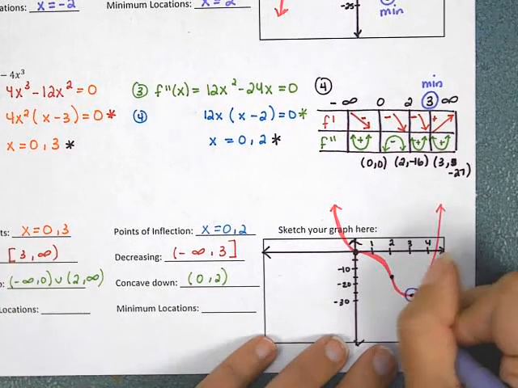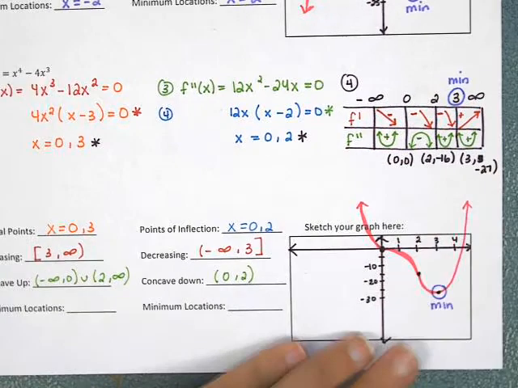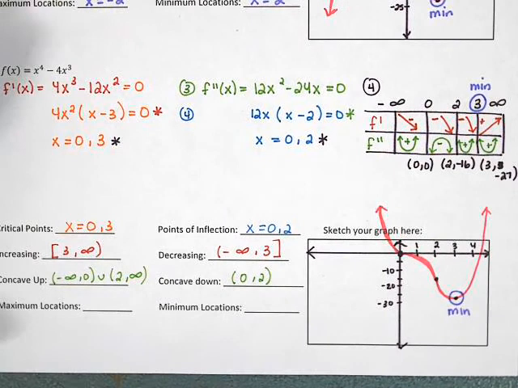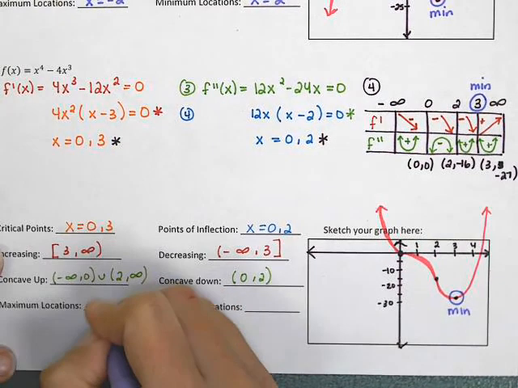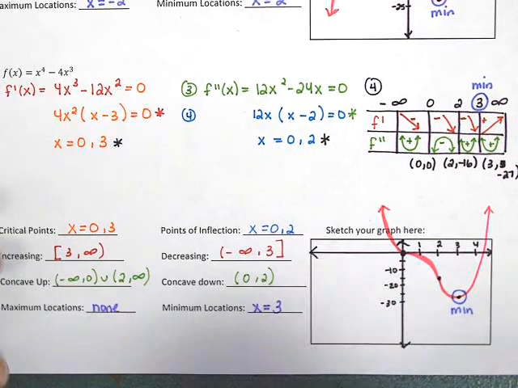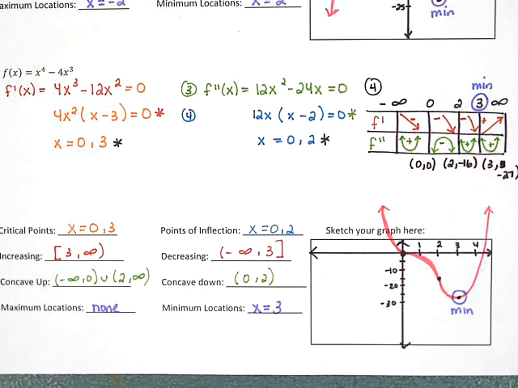So if I did need to specify the absolute max and the absolute min, I would have written that in. For maximum locations, you would say none. For minimum locations, you would say x equals 3, and you would be done.